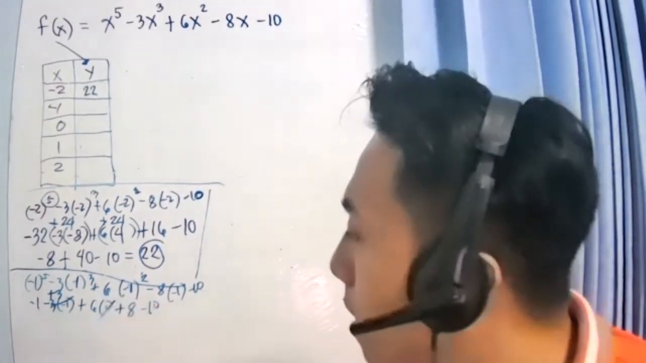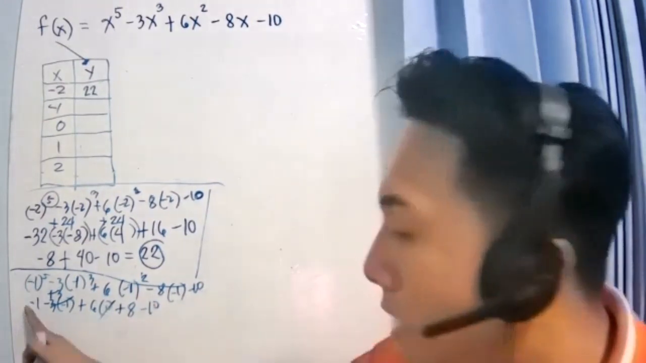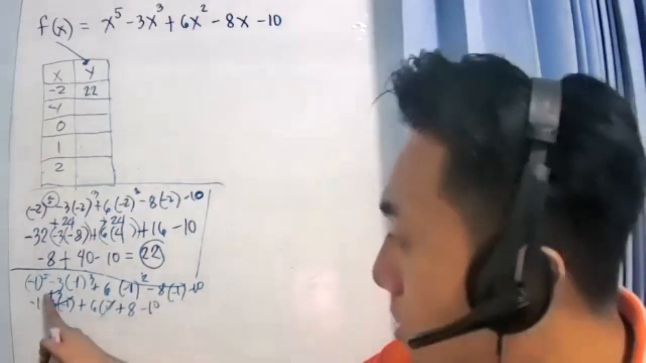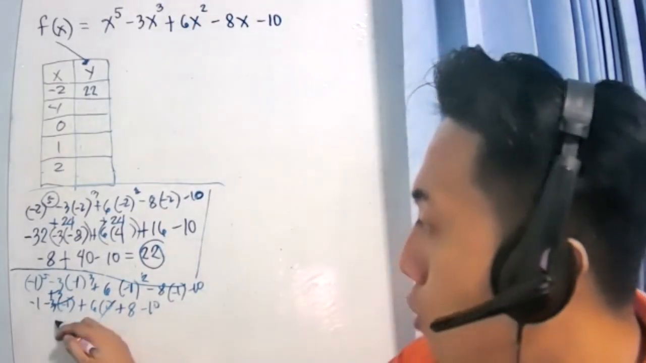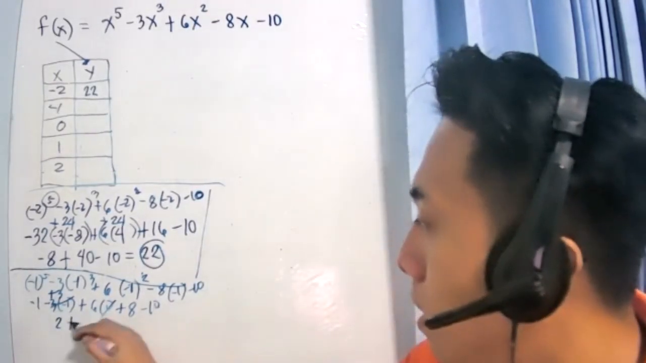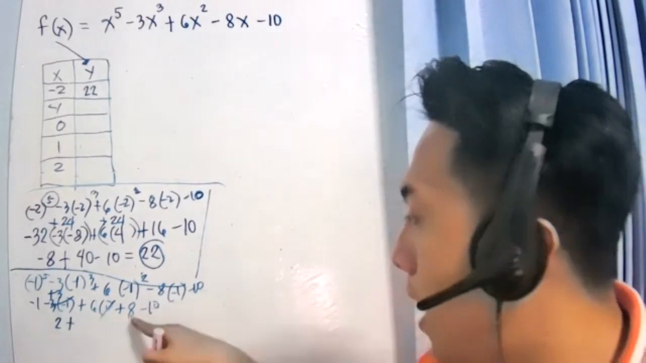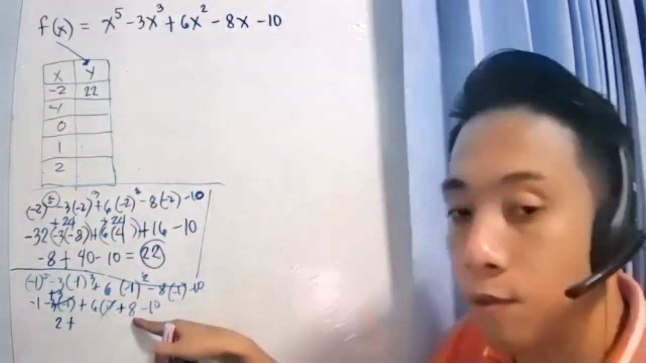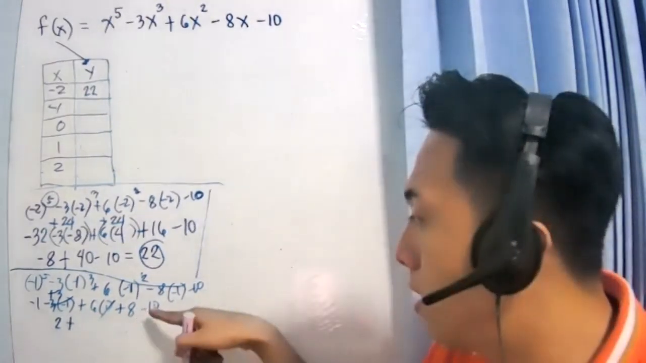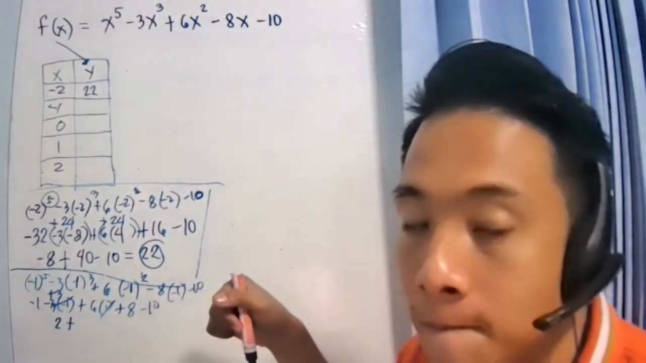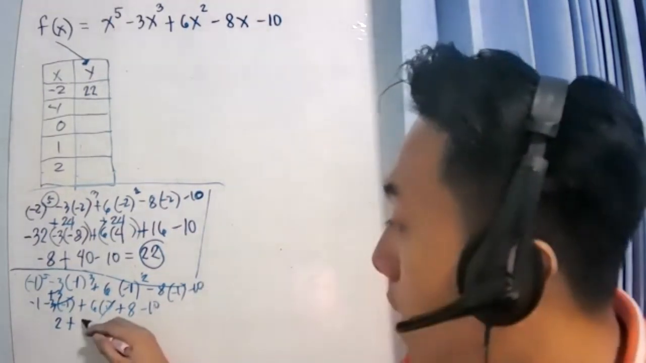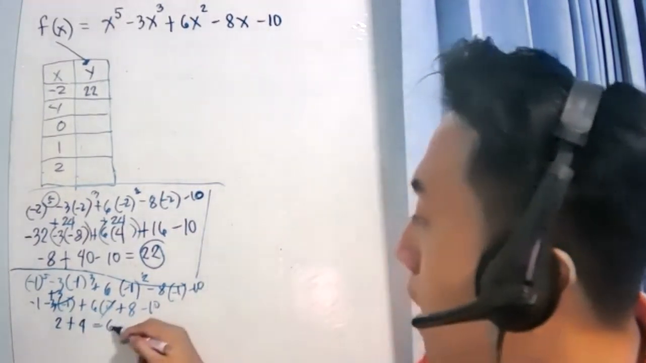Ayan, para mas madali mo siyang ma-solve. Now, negative 1 plus 3, that will be 2. 2 plus 6 plus 8, that is 14 minus 10. 14 minus 10 is 4. So we have 6.